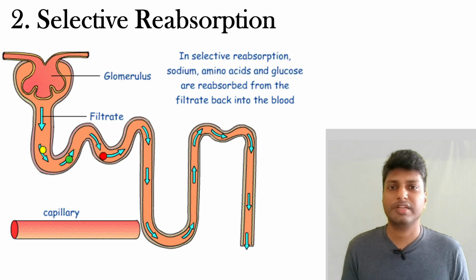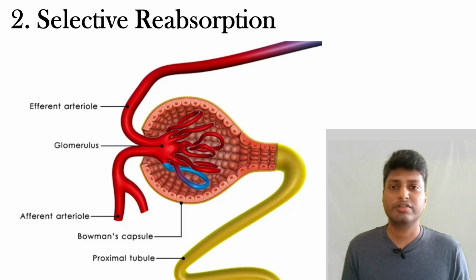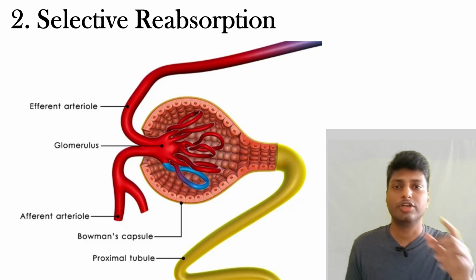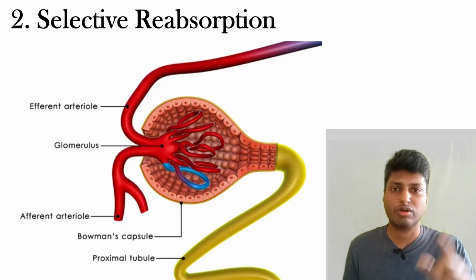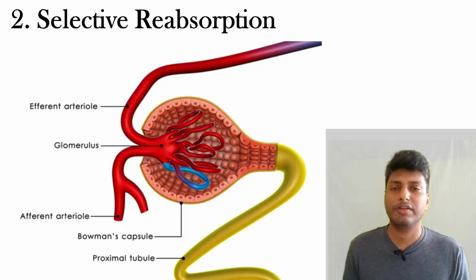What is the next part of the nephron called? The next part of the nephron is called as PCT. What is the full form of PCT? PCT stands for proximal convoluted tubule. So here the word proximal means first, convoluted means coiled. So this is the first coiled part of the nephron. What exactly happens in this particular part?